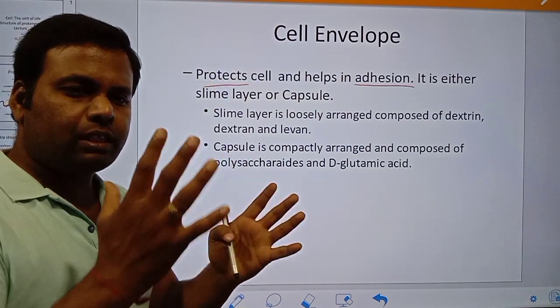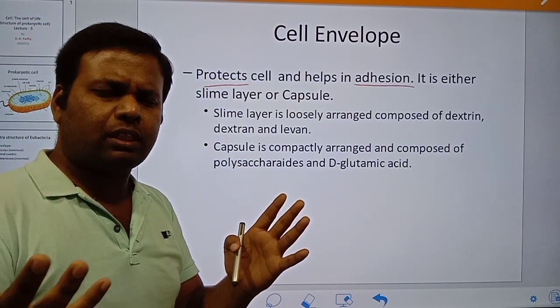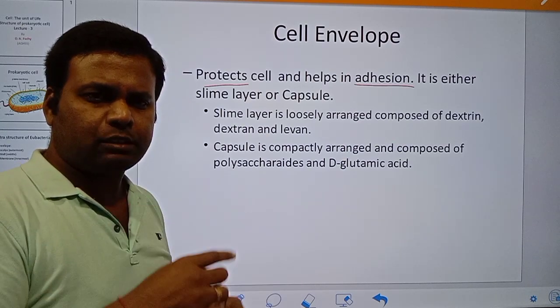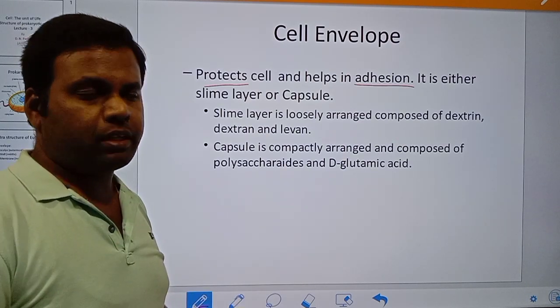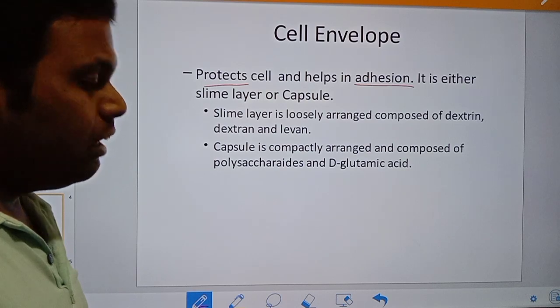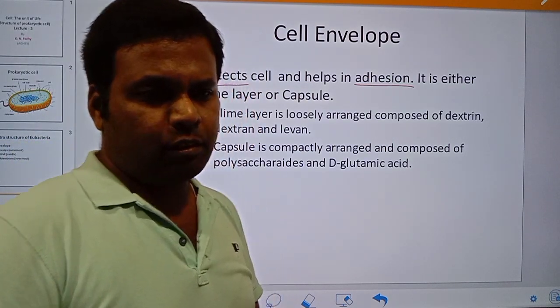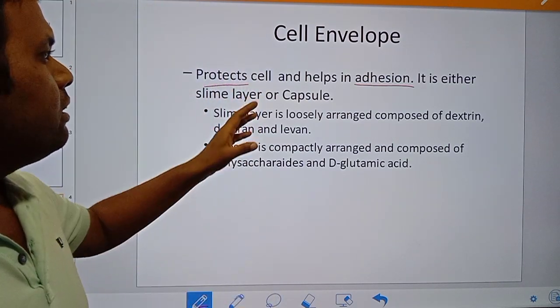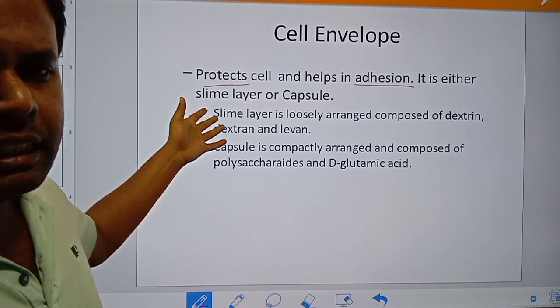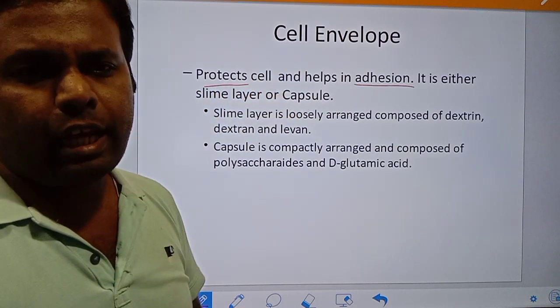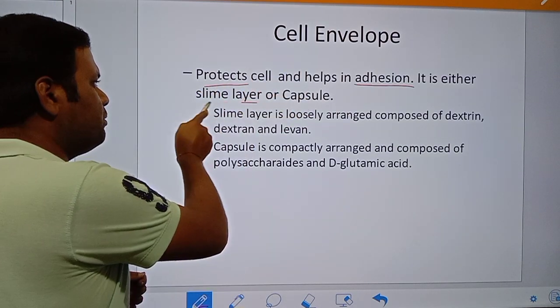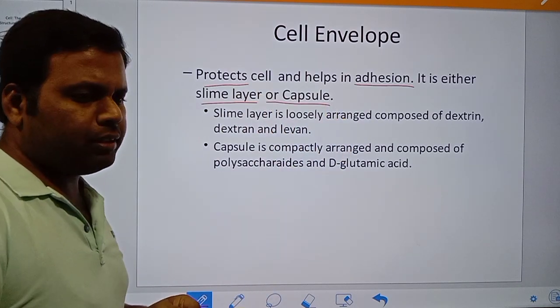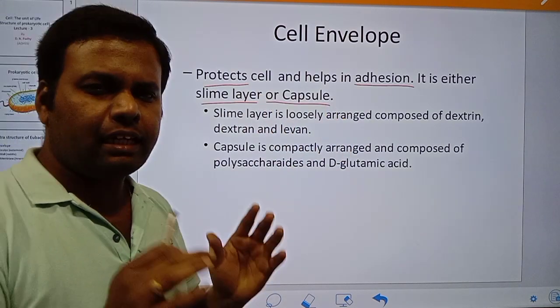Attachment of one cell to another cell, or to some other hard substances, is the adhesive property of this cell envelope. So this cell envelope in a prokaryotic cell contains either a slime layer or a capsule. We can say these two are the same thing, slime layer and capsule, but there are little bit of differences.